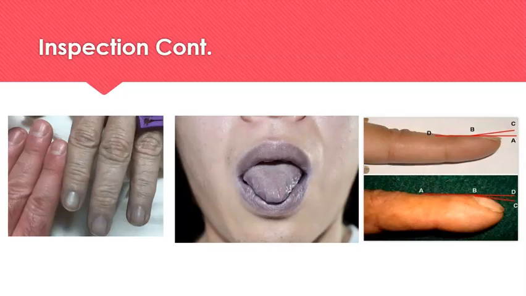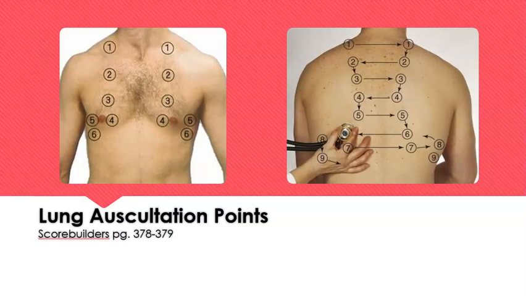Okay, all right, so moving on from that. Now I'll talk a little bit more about lung auscultation. Make sure you're looking at all of these points in your Score Builders textbook, pages 378 to 379, and definitely look at these definitions as well.